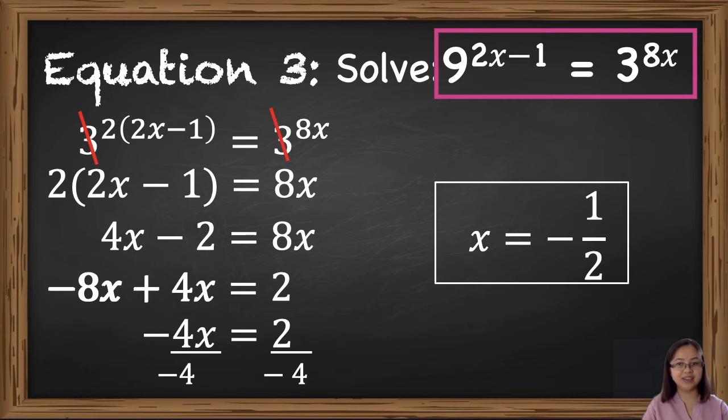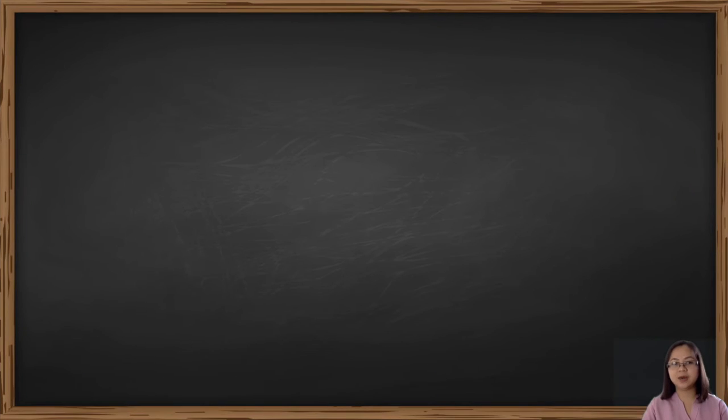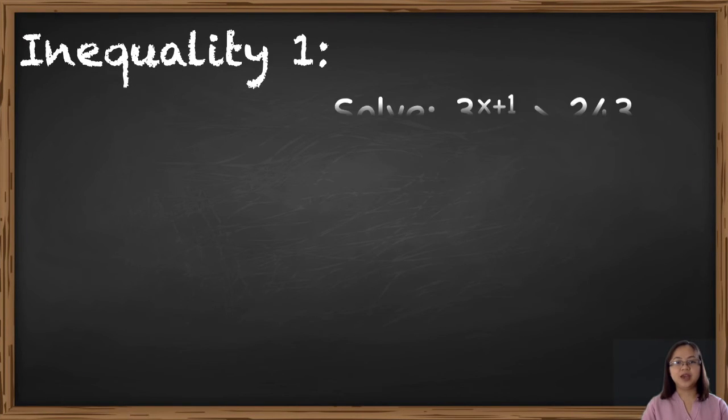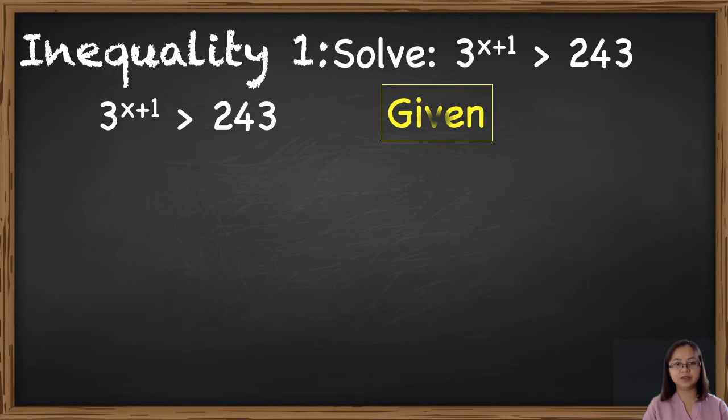And that is our final answer. So after equations, let's talk about how to solve exponential inequality. For the exponential inequality, let's have the first example: 3 to the x plus 1 greater than 243. So let's copy again: 3 to the quantity of x plus 1 greater than 243 for the given.